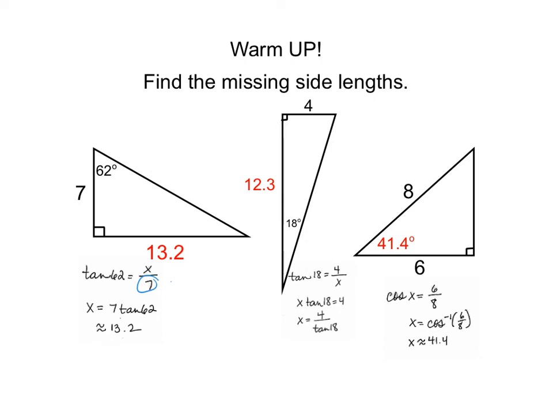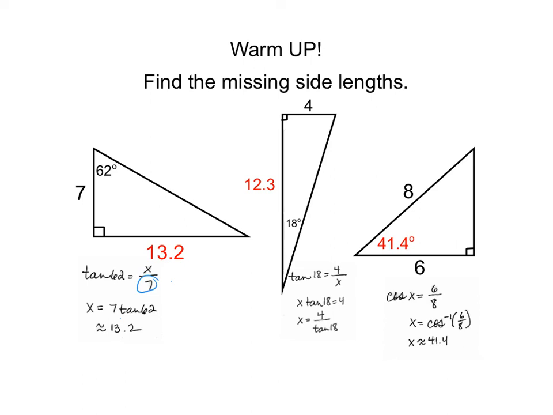In the middle one, you can see that you have the 18-degree angle. So to find this side here, I have to say tangent of 18 is equal to the opposite over the adjacent, multiply both sides by x. So now I have x times tangent of 18 equals 4. And when I divide both sides by tangent of 18, I get approximately 12.3.